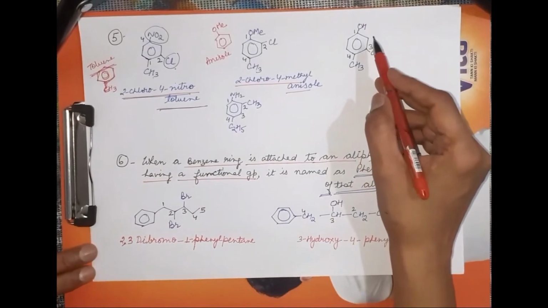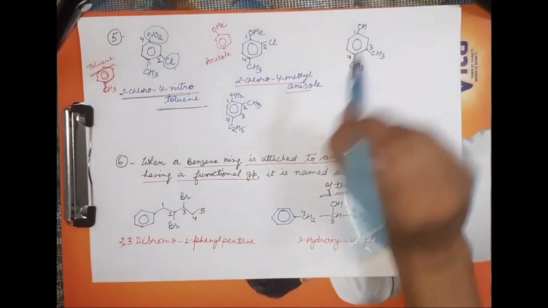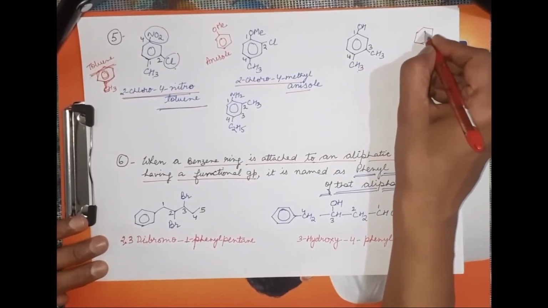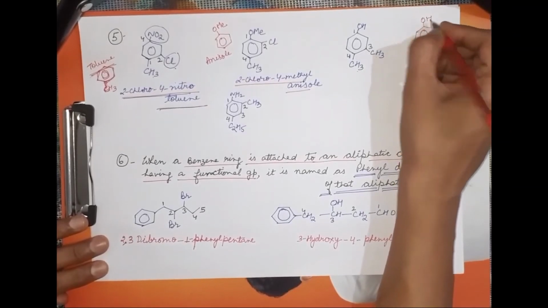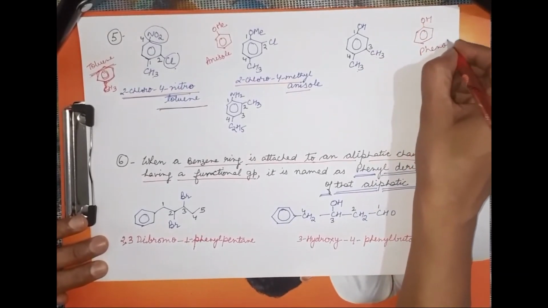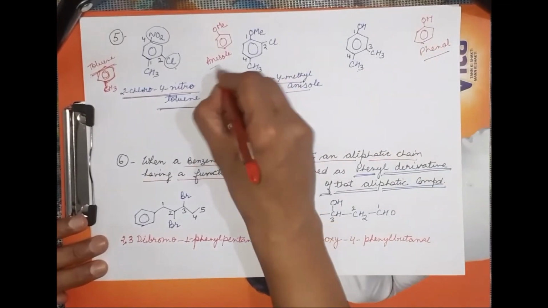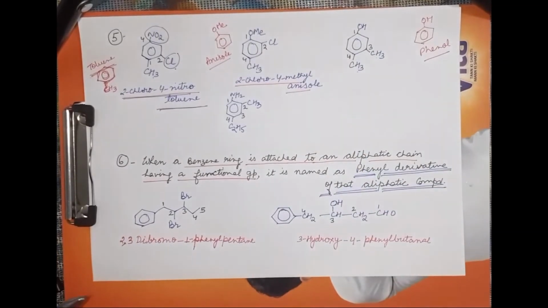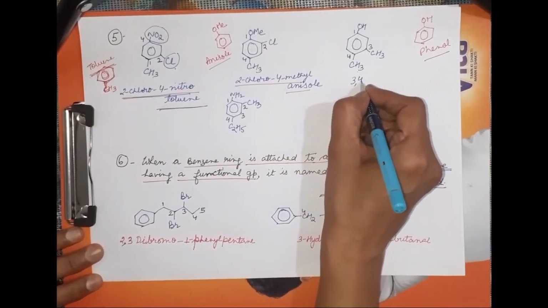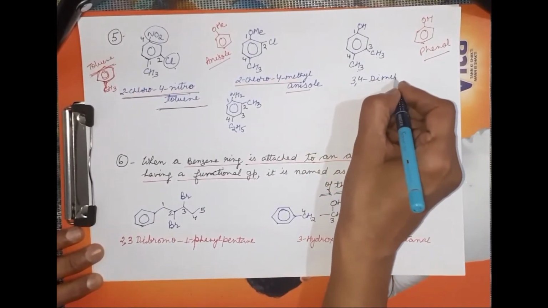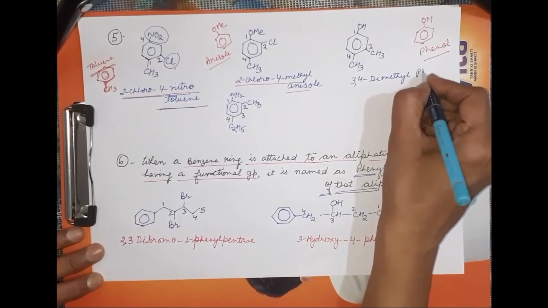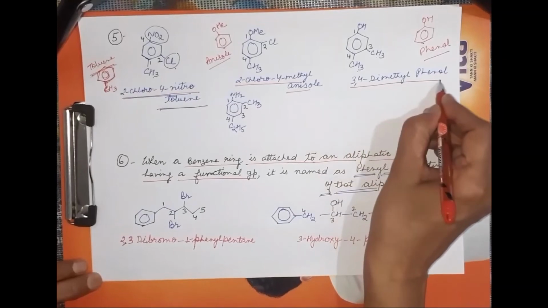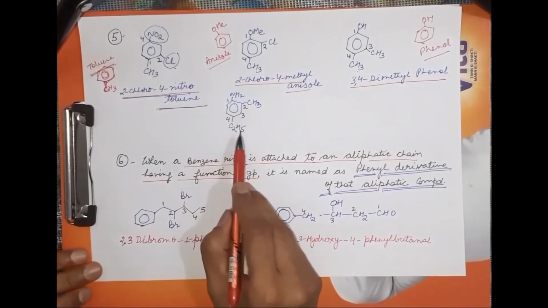So again we have one example like this. Here an OH group and a CH3 group are present. We have also discussed this case earlier: a benzene ring having one OH group has the common name phenol. So numbering again will be like this: 1, 2, 3, 4. The name will be 3,4-dimethyl phenol.